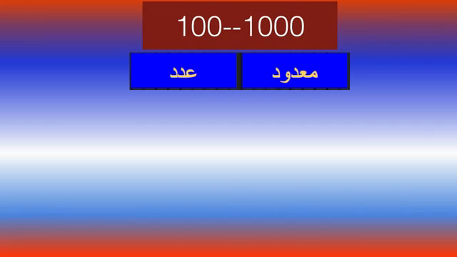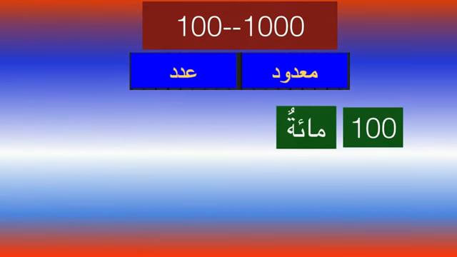So today inshallah we're going to learn from 100 to 1000 to a million inshallah. What we need to understand is the relationship between adad and ma'dud, how each one is written, and how they are connected to each other inshallah.